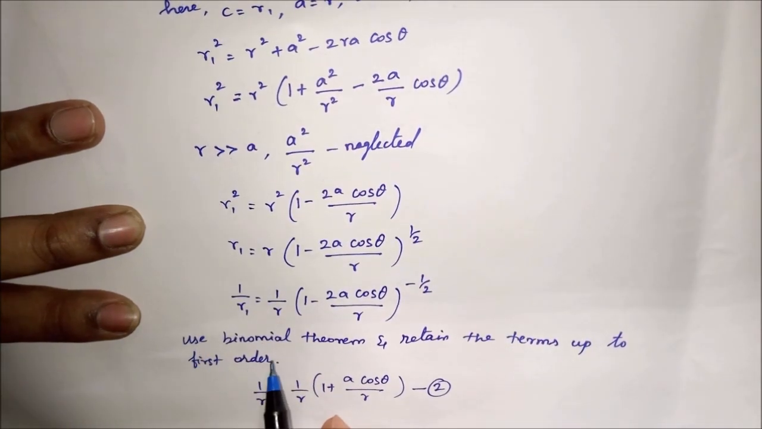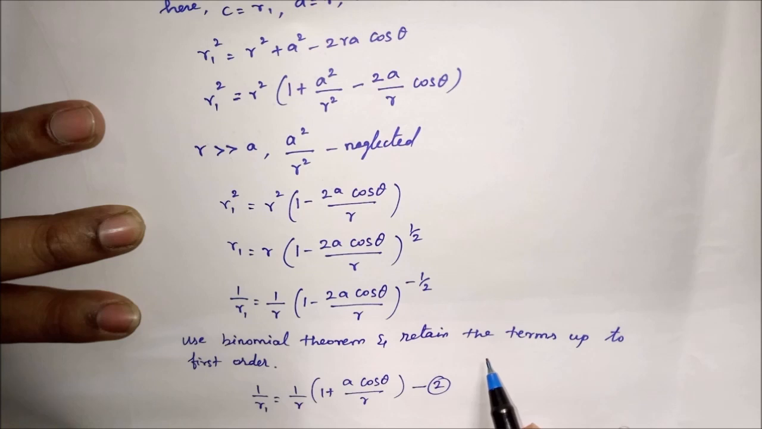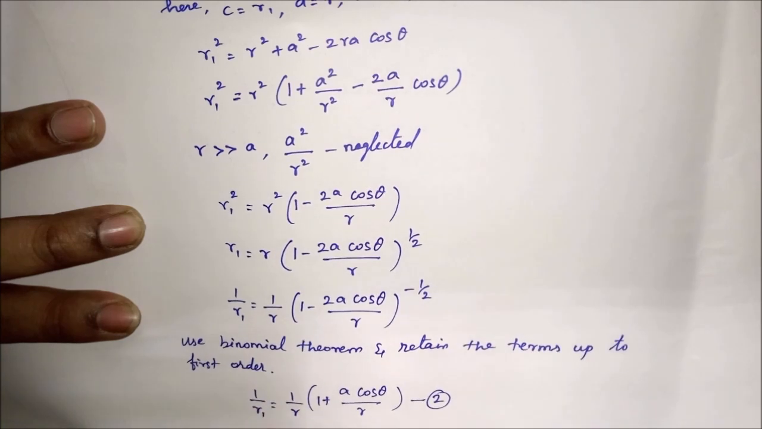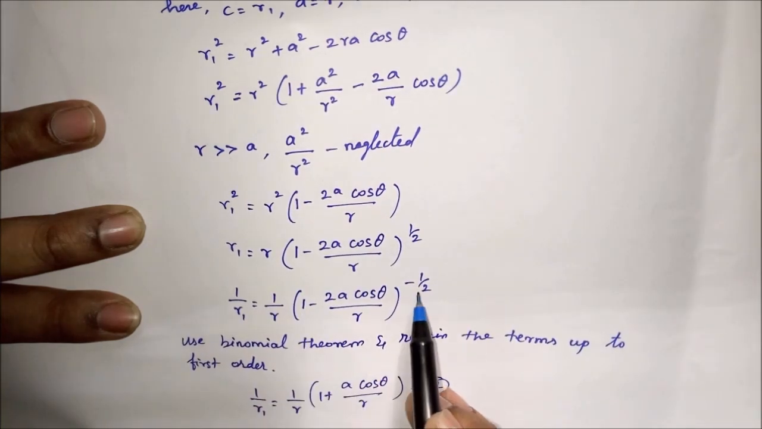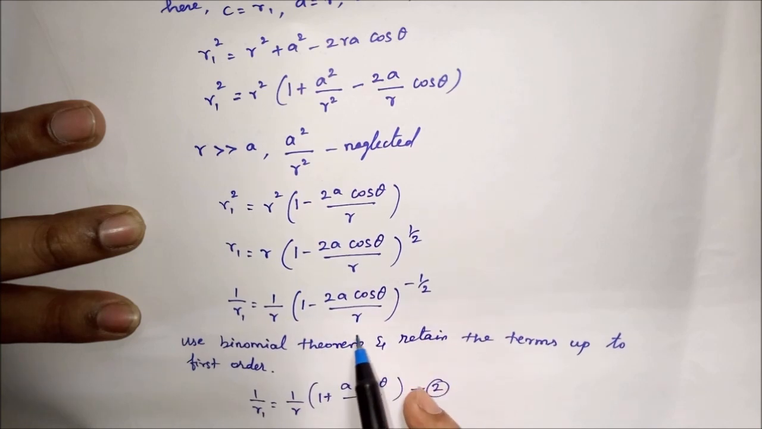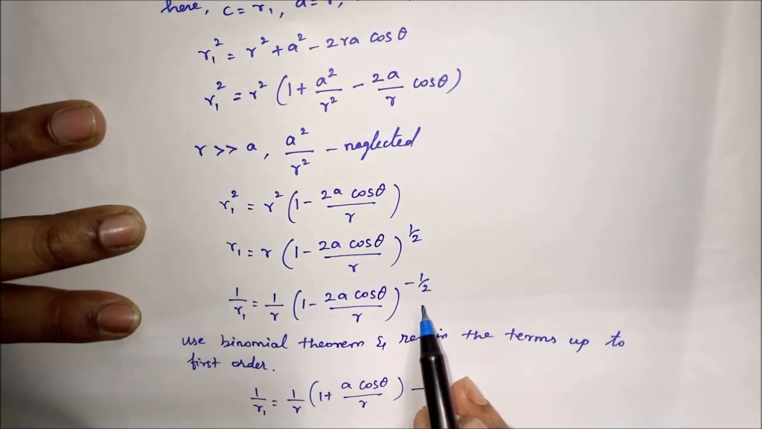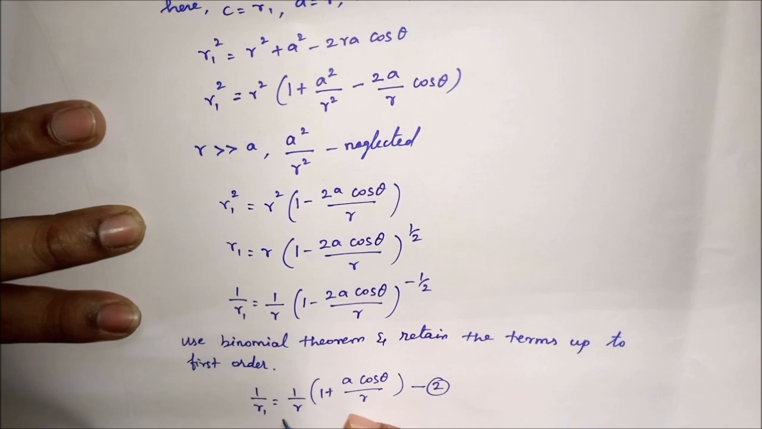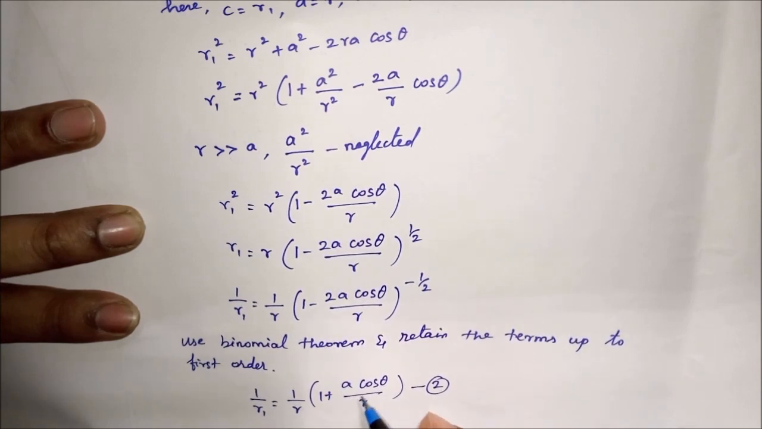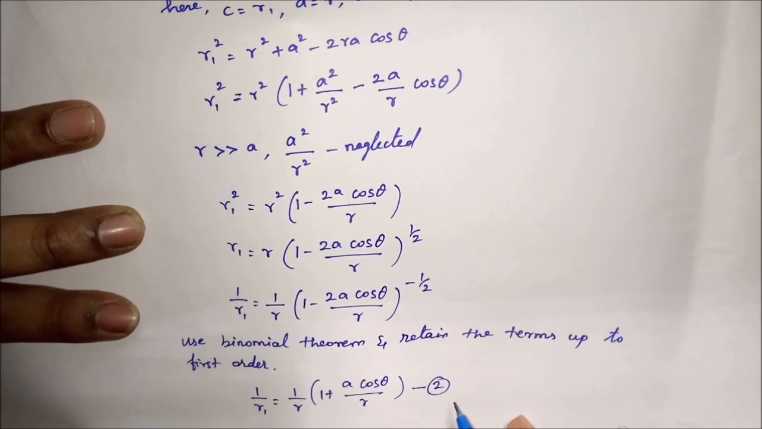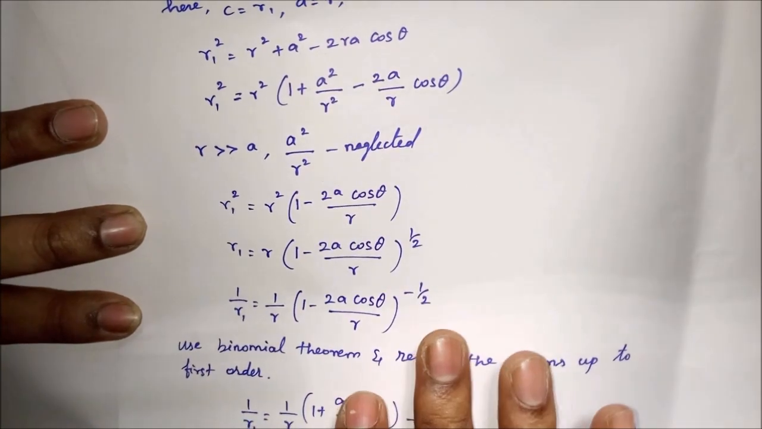Next, use the binomial theorem and retain the terms up to first order. We simplify this term alone using the binomial theorem. You will get 1 divided by r1 equals 1 by r within a bracket 1 plus a cos theta divided by r, and this is equation number 2.